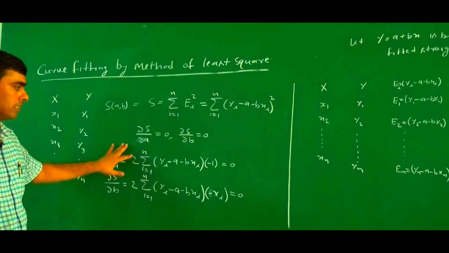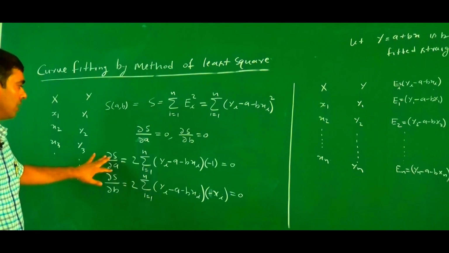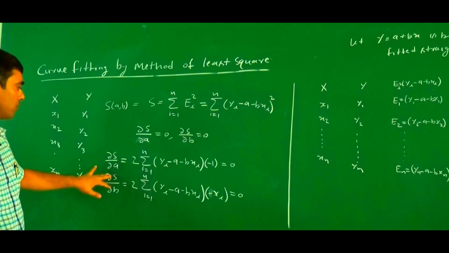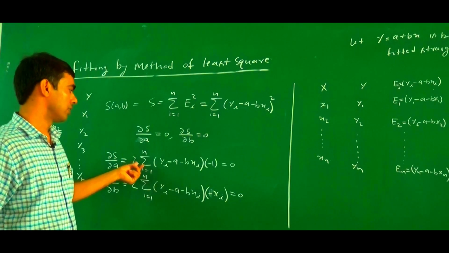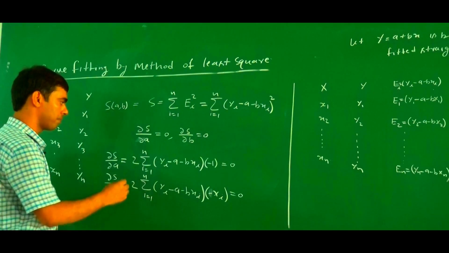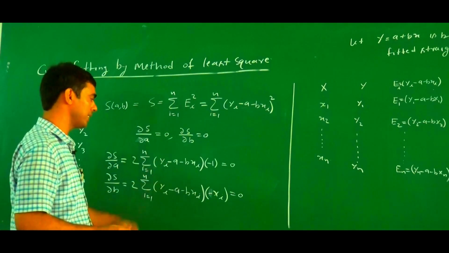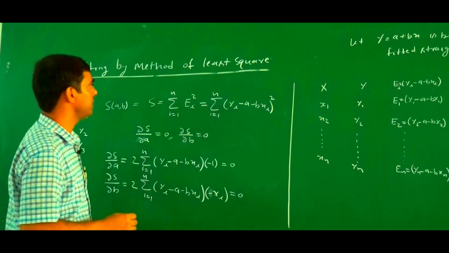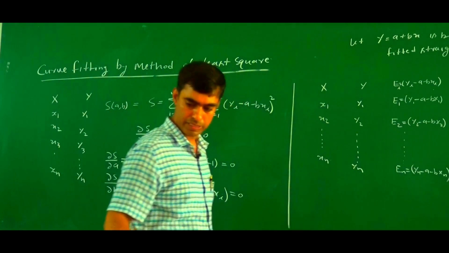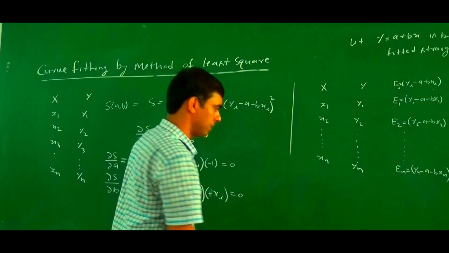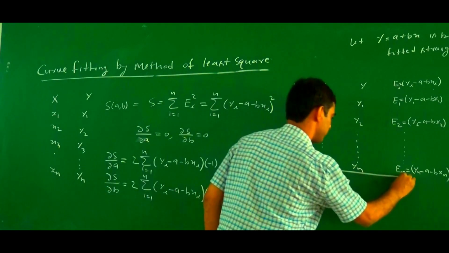So if we simplify this one, then we find what? Then we find the normal equation. If we simplify del s upon del a equal to 0 and del s upon del b equal to 0, what will happen after simplification? If we operate the summation inside the bracket, then what is the equation? Let us write the equation here.